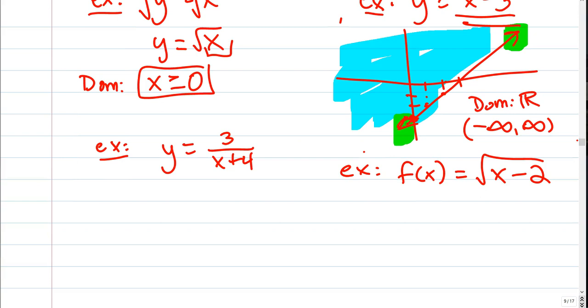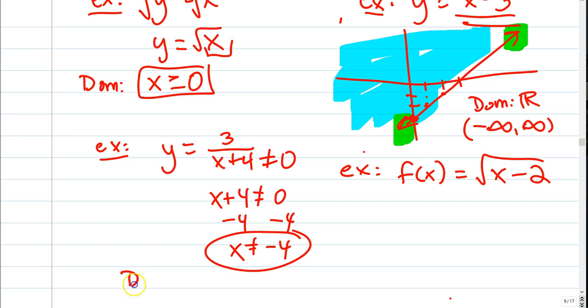This we've seen before. Rational fractions, right? That denominator cannot equal zero. This we saw on our previous test, so this shouldn't freak us out. If I solve this, x cannot equal negative 4. So what's the domain? All real numbers except negative 4.